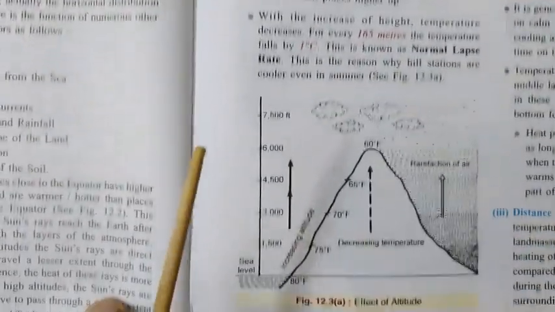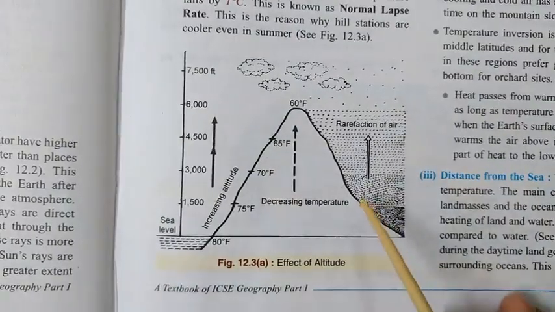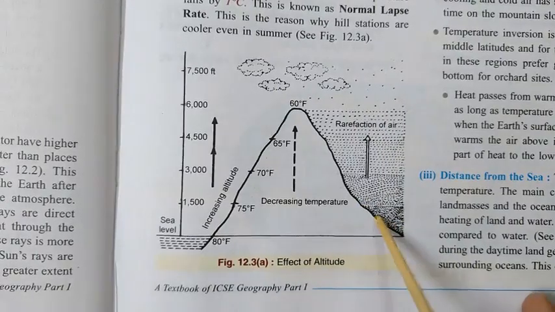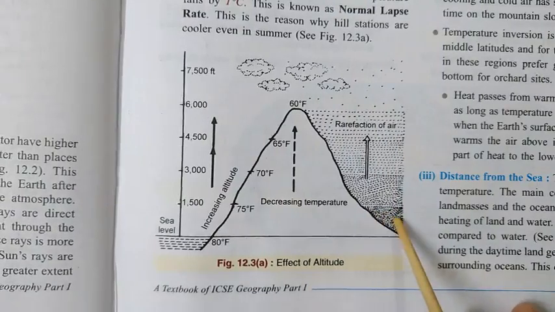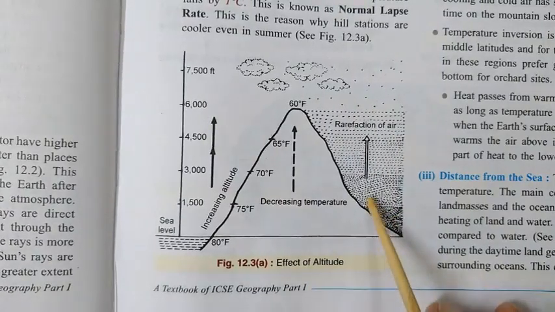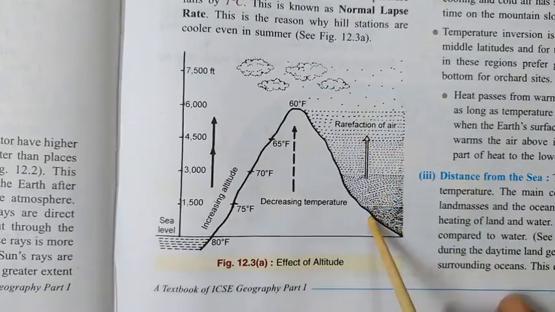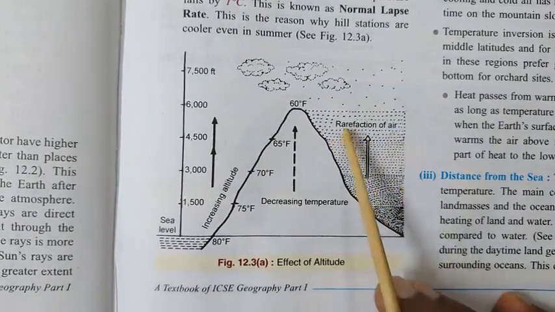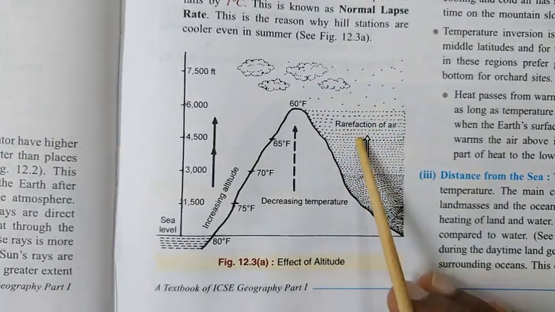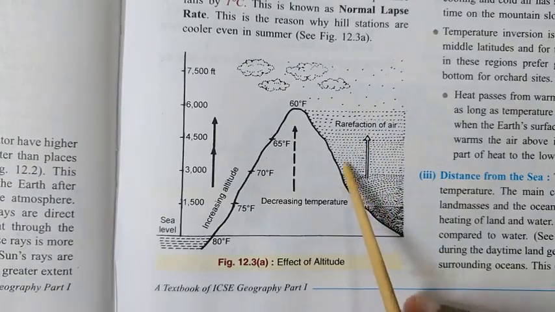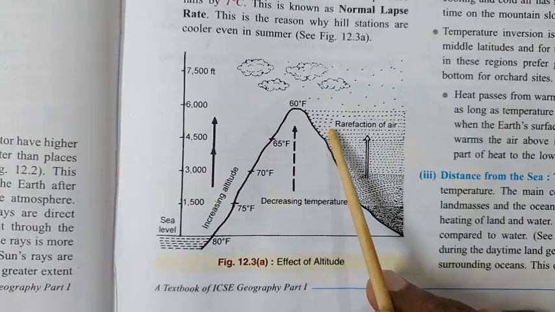Now the question arises, why does this happen? Look here, this picture gives you a very clear idea. Close to the earth's surface, the atmosphere is dense. But as you go up, the atmosphere becomes thinner and thinner. So with higher altitude, the air becomes, as it is written here, rarefied. Rarefaction means it becomes thinner and thinner, and that's why the temperature keeps on decreasing. So I hope all of you understood.